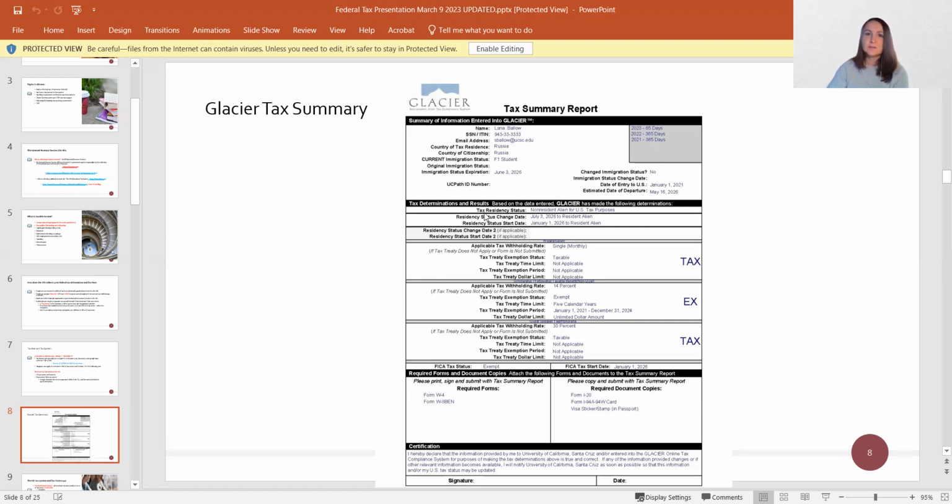Right here, it's the tax residency status. That's the status we'll be discussing during our next few slides, which divides foreign nationals into non-residents and residents. And I will explain the difference. There is also a part where it shows you when you become a resident alien. And it's important to know because taxation is different for residents.